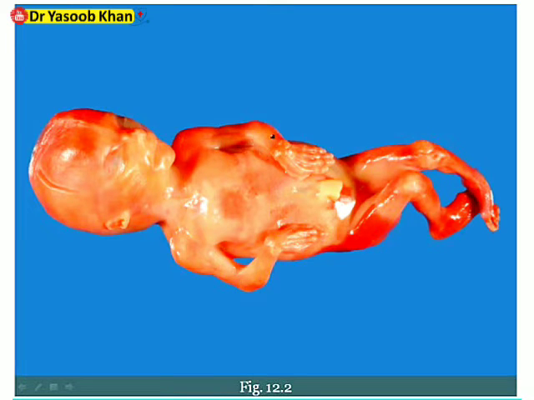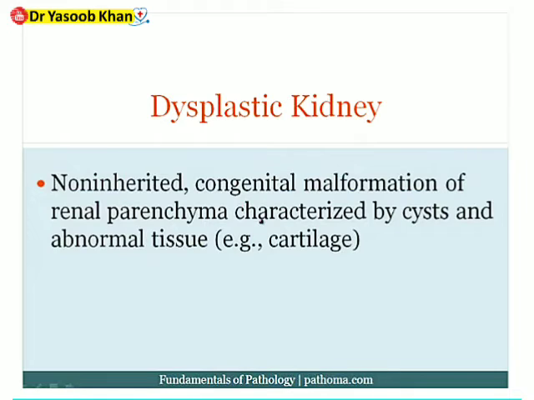Here's a picture of a fetus with Potter sequence. There's flattening of the face with low set ears and then some extremity defects as well. Again, high yield to remember that these are all a consequence of oligohydramnios. The next of the congenital defects is actually going to be kicking off a little bit of a theme. Now what we want to discuss as we move forward are some congenital defects that result in cyst formation in the kidney. And there's a few of them.